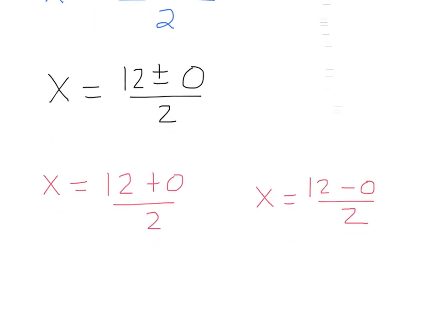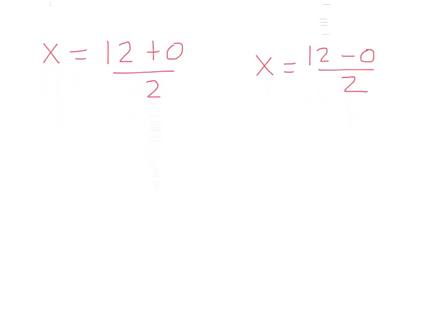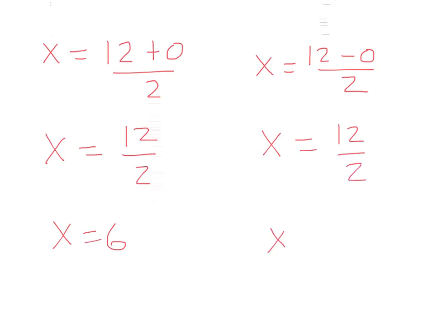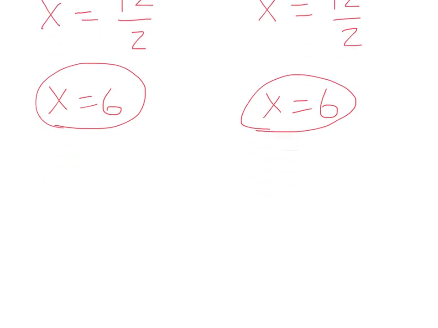Now let's evaluate each of these individually. I've got x equals 12 plus 0, which is 12, divided by 2, so x equals 6. And here I've got x equals 12 minus 0 is 12 divided by 2, and so x equals 6. What you notice is I got 6 twice. So in this case, there's just one answer. My answer is 6.